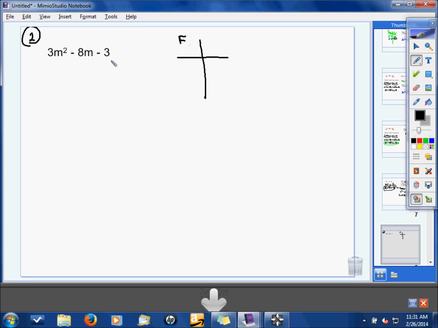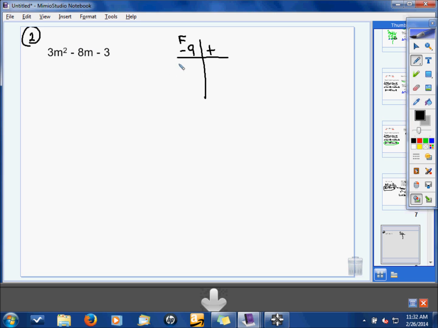Not negative 3. What do we have to do first? We do have to multiply. Jared, what are we multiplying? 3m squared, negative 3 and negative 3. So 3 and negative 3 gives you negative 9. Don't forget, if there's not a 1 here, you have to multiply the front end and the back end first. Now we can look for factors that give us a negative 8.